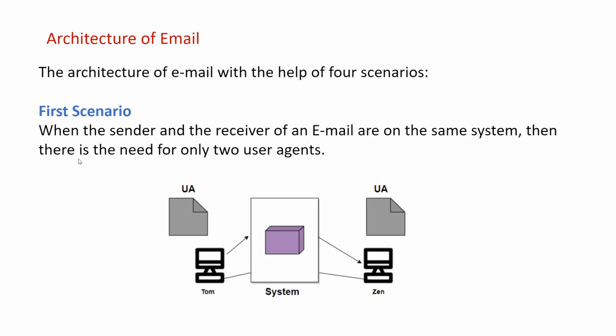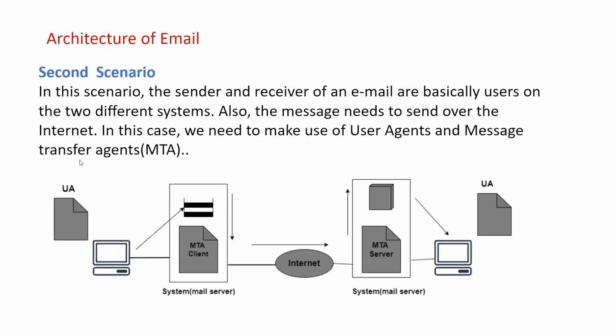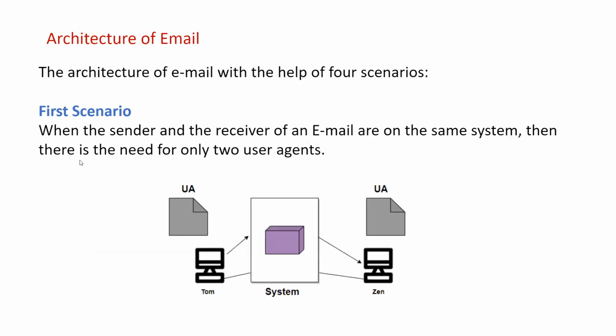The first scenario, there are three scenarios we had here. So we'll look into the first one. When the sender and the receiver of an email are on the same system, they mentioned here Tom as a sender and receiver as Zen. So there is a need for only two user agents, one to share and one to receive. So this is the first scenario.